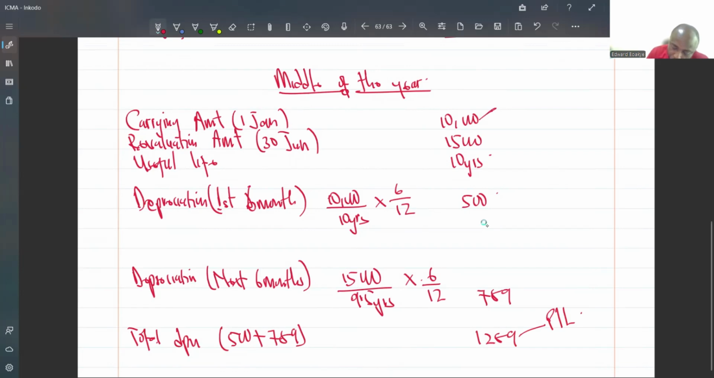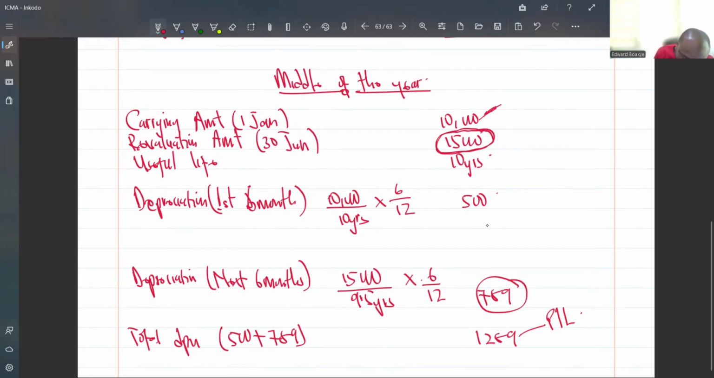This 10,000 is no more in use. It is this 15,000 we are using. And ever since this 15,000 came in, we have only calculated depreciation for just 6 months, which is this. And the 15,000 is what we are going to recognize. So how much is going to be the carrying amount? For the 15,000, it can only take a depreciation of about 789. And that's what we are recognizing.